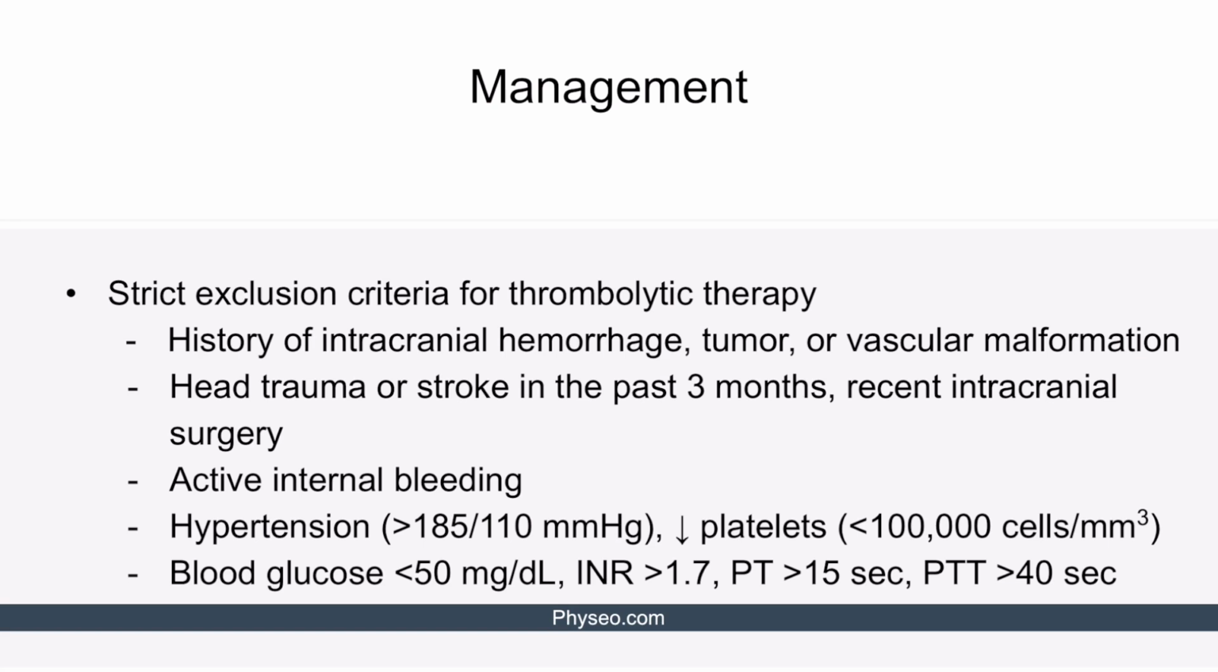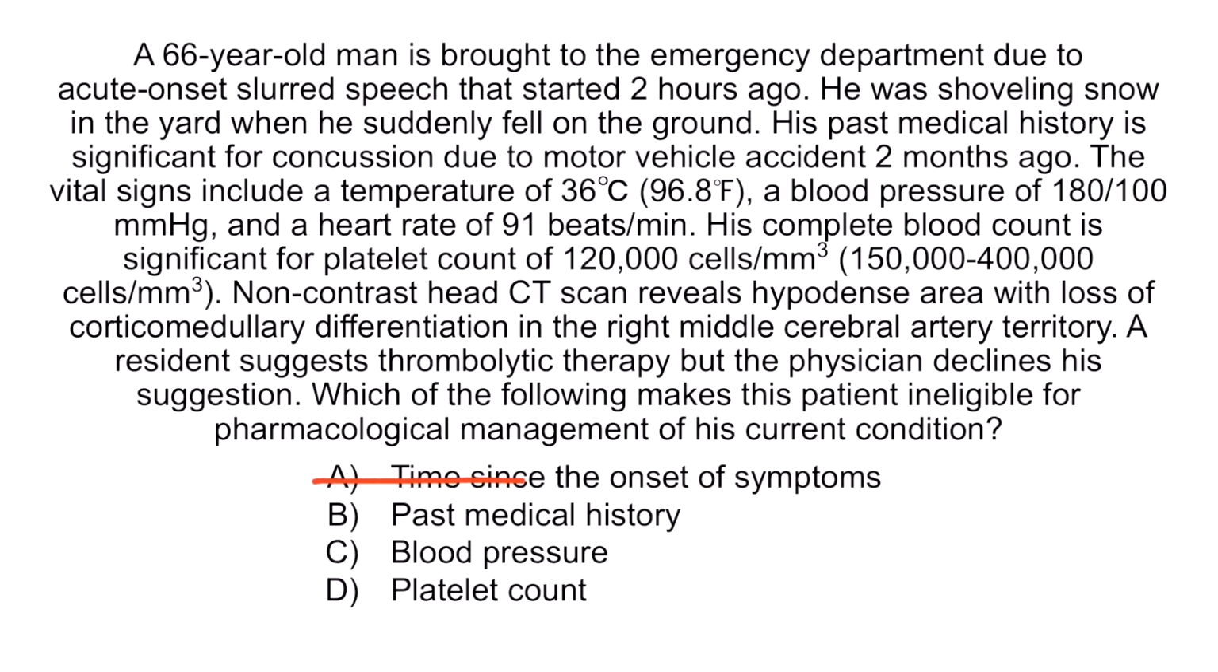This is the slide reminding us of the strict exclusion criteria for thrombolytic therapy. Let's discuss why other options are incorrect. Option A is incorrect because thrombolytic therapy can be administered within the 4.5 hours after symptom onset. This patient's symptoms started 2 hours ago.